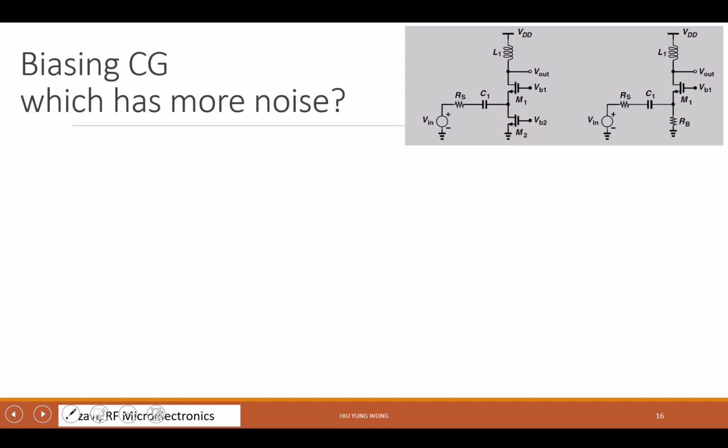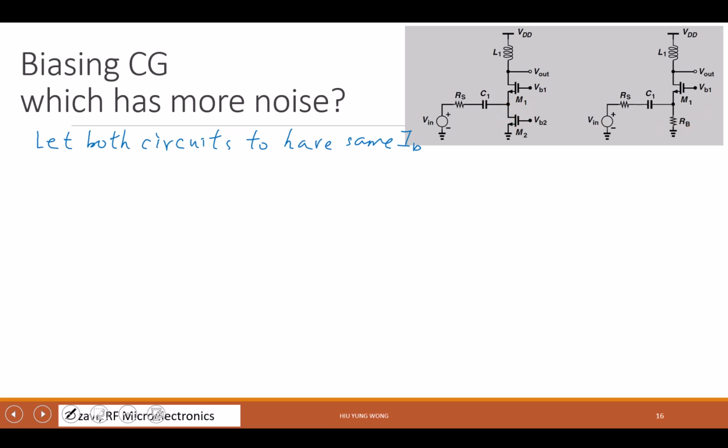And then if I bias it, it means I'm going to get extra noise from M2 or RB, right? So the question now is, which one gives me more noise? To compare it fairly, we need to let both circuits have the same ID. You do make sure they have the same ID. If they have the same ID, they have the same GM, everything is the same. The difference is just that you're biasing differently. Make sense?